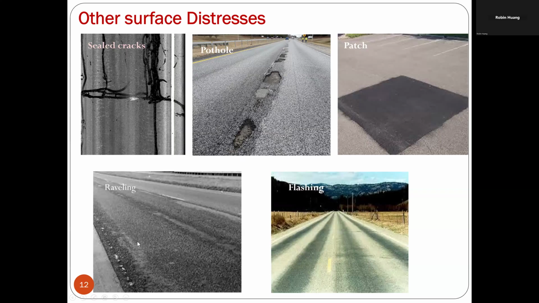Raveling. Raveling means the lost aggregate on the surface, especially on the chip seal, which we call seal coat in Texas. This one is flushing. Flushing means when you do some of the pavement, you overuse some of the binding material like asphalt. So the asphalt is pushed up due to the traffic and also due to the heat to the surface and makes the surface kind of tar-like. When it rains, this one could be very dangerous with very low skid resistance.